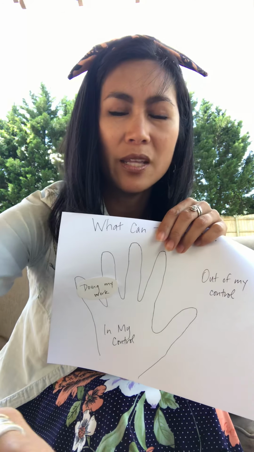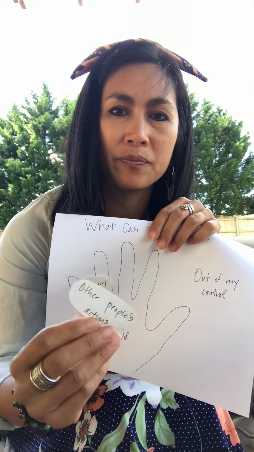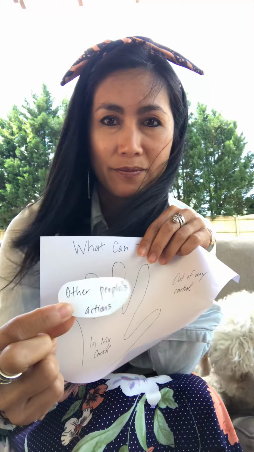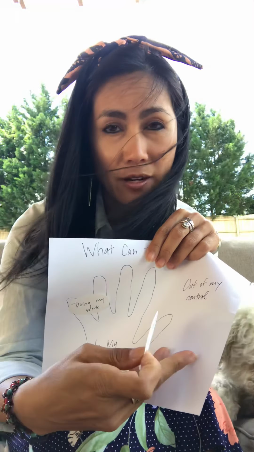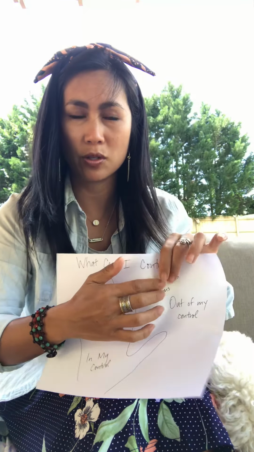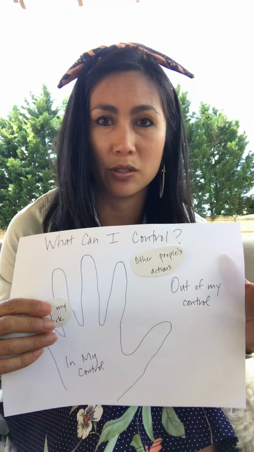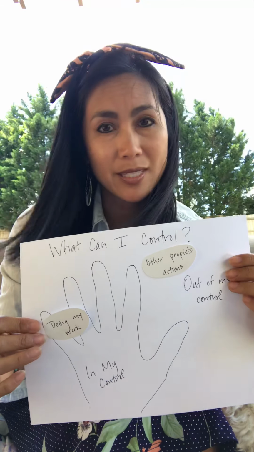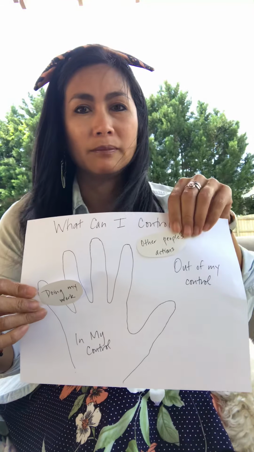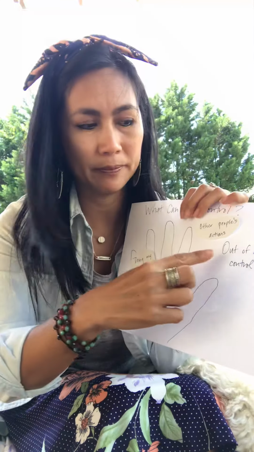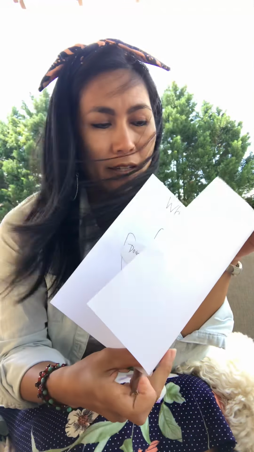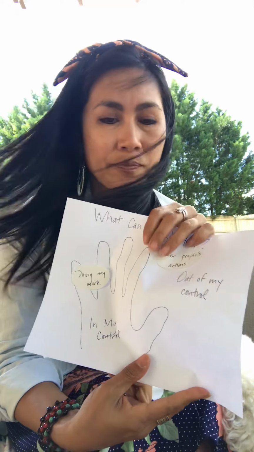All right, another one I have is other people's actions. What do you think? Other people's actions, is that in our control, or is it out of our control? Right, you're right, it's not our control. I have no control over what other people do. I only have control over what I choose to do. In some ways that's comforting, some ways it's not so comforting. But at least we do have control over what we do, okay? That is in our control. But what other people do, we don't have control over that, all right?